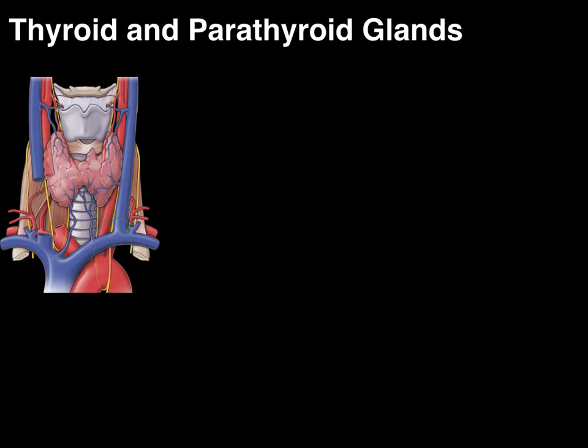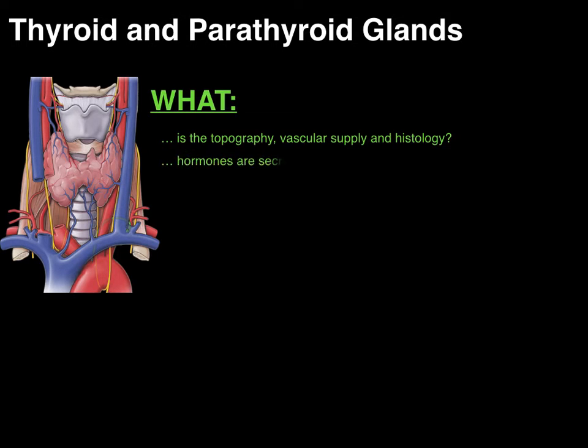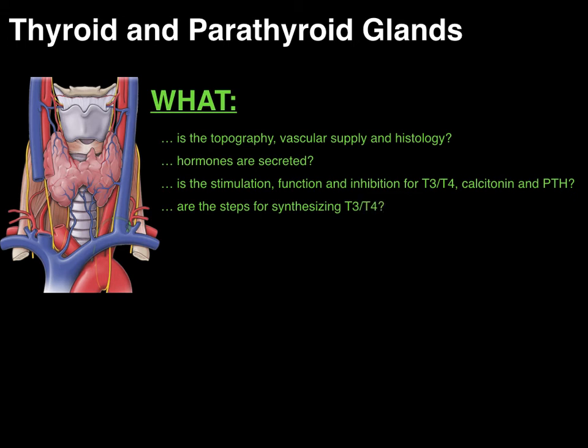Okay, we're going to talk about the thyroid and parathyroid glands and answer the what questions. What is the topography, vascular supply, and histology of the thyroid and parathyroid glands? What hormones are secreted by them? What is the stimulation, function, and inhibition for these hormones: T3, T4, and calcitonin from the thyroid, and parathyroid hormone from the parathyroid gland? And what are the steps for synthesizing the T3, T4 hormones?